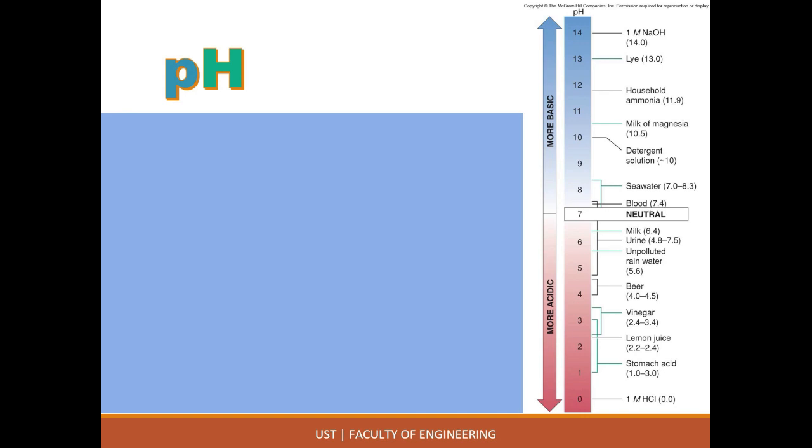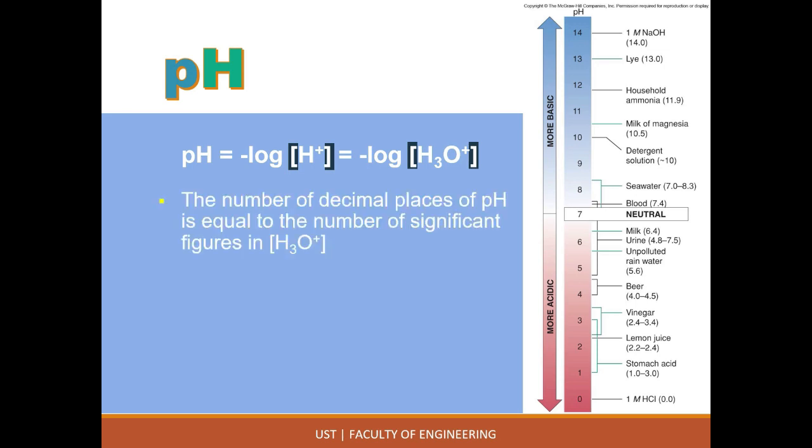Mathematically, the pH of a solution is represented as the negative logarithm of H plus, or negative log of H3O plus ions, in which the square brackets tell that the concentration should be expressed in molarity. The number of decimal places of pH is equal to the number of significant figures in the concentration of hydronium ion.